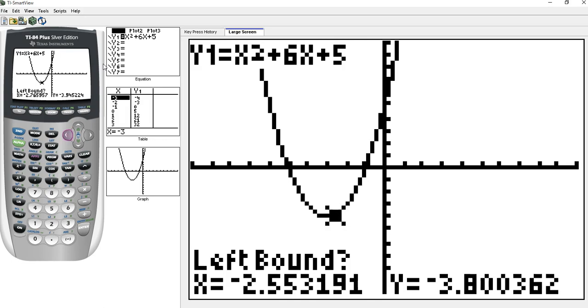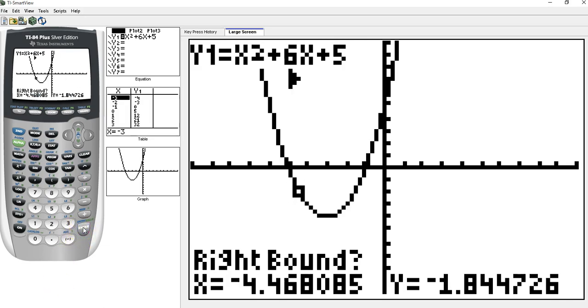Oops, what is it doing? Left bound. I'll do it. For some reason it didn't acknowledge my enter. All right, something's wrong with my keyboard there. All right, right bound.